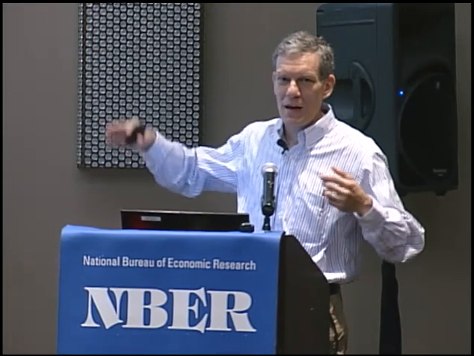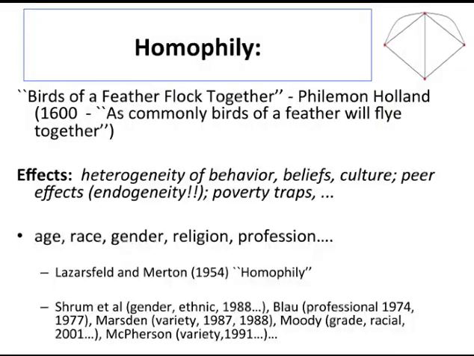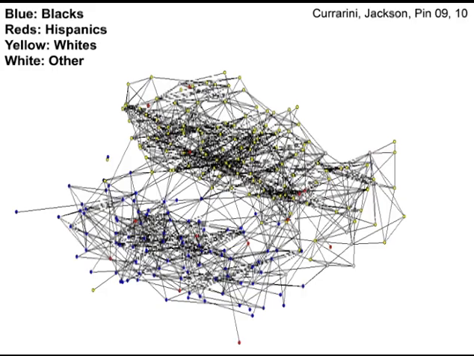Okay, and so that's going to be the main theme you'll see in lectures 2 and 3. It occurs across pretty much any dimension of characteristic you can name, people have investigated homophily and found fairly strong evidence for it. So it's not surprising that you find it in age, race, gender, religion, profession, and so forth. I can give you some pictures. This is one from a paper I wrote with Sergio Curarini and Paolo Pin.